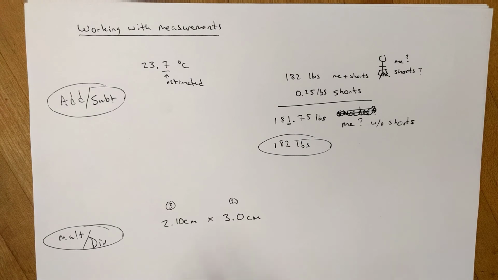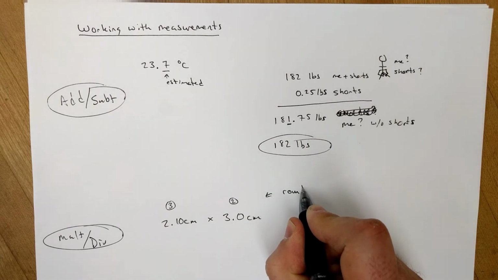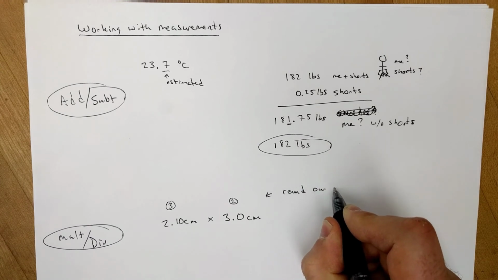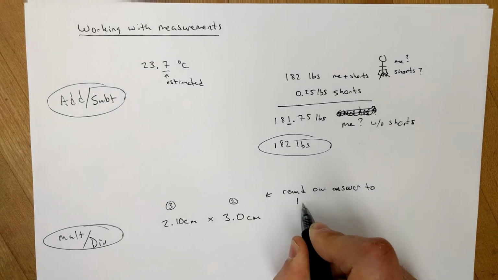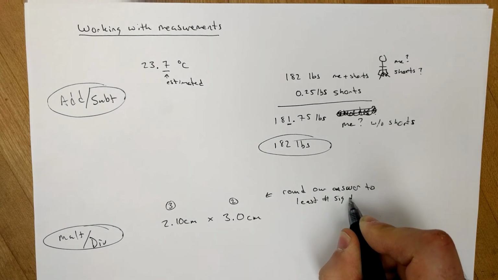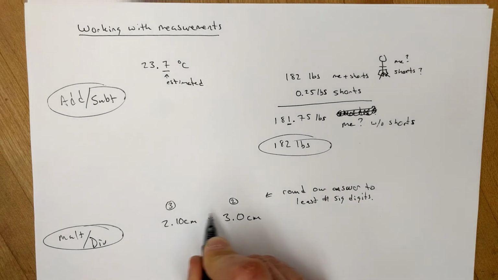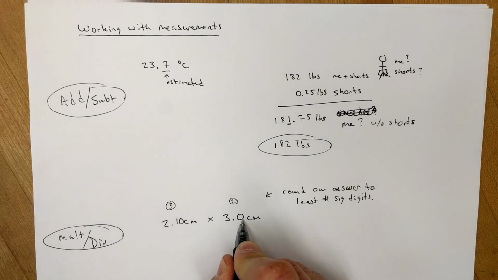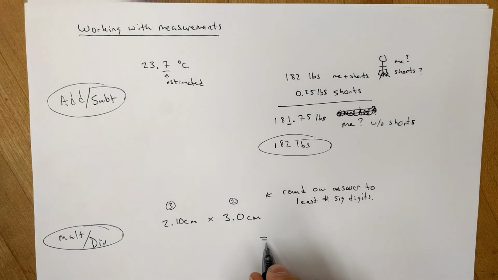So when we do multiplication and division, we just round our answer to the least number of significant digits. So since this one had 2 and that one had 3, then 2 is the least number of digits. We'll round our answer to 2 digits. Whatever it turns out to be, we'll round it to 2 digits. And that'll be it. So we'll go ahead and multiply these.